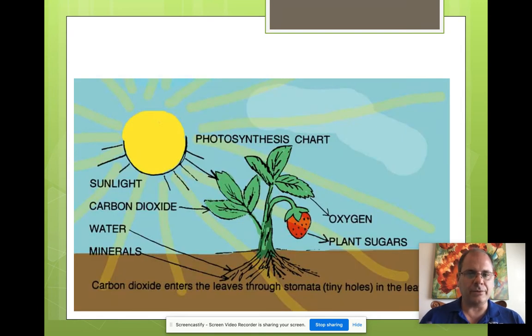All right, here's a little picture of what happens. We start with the energy from the sun, and the plant receives that energy and it changes it into food for itself. We cannot do that. Animals do not have photosynthesis, only the plants do.